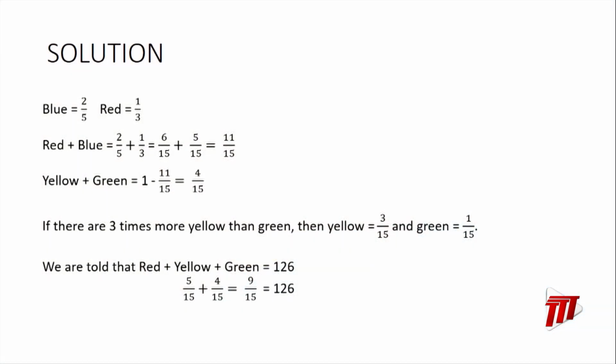So if 9/15 is 126, and we know that yellow is supposed to be 3/15, what could I do with 9/15 to get 3/15? 9 to give me 3. I divide by 3. Very good. If I divide the 9/15 by 3, I'm going to have to divide 126 by 3 as well. So the number of yellow, therefore, is 126 divided by 3, which is 42. All right? So we let that soak a little bit, and we're going to look at it using another diagram.